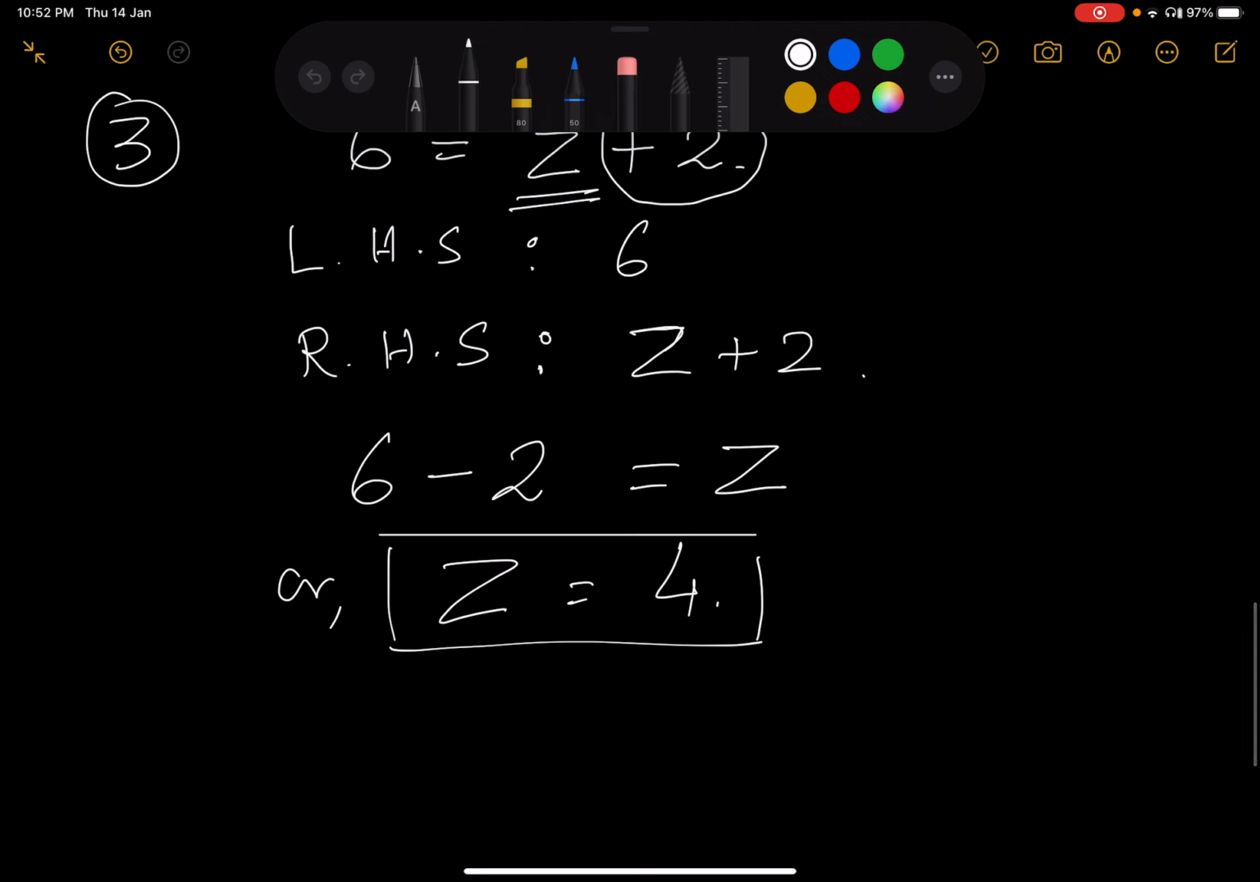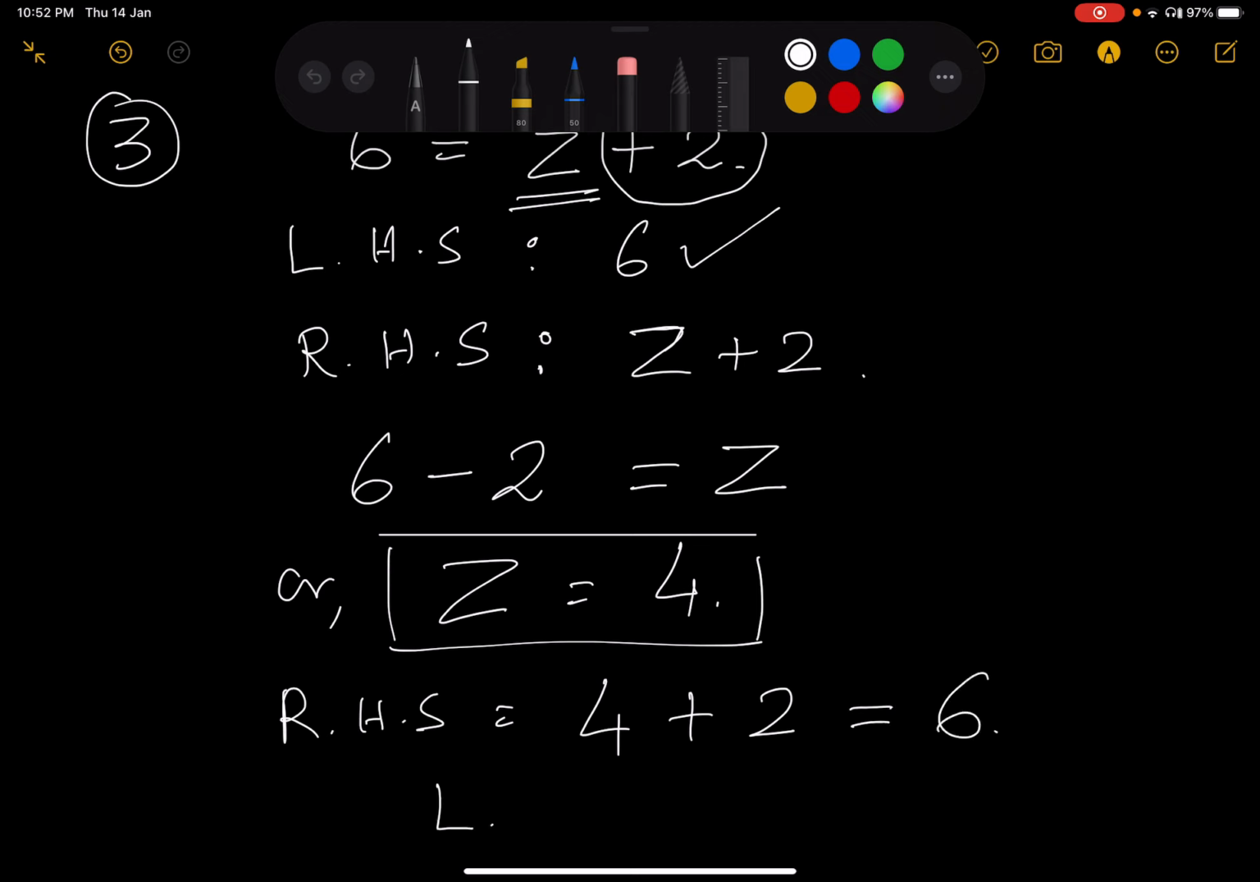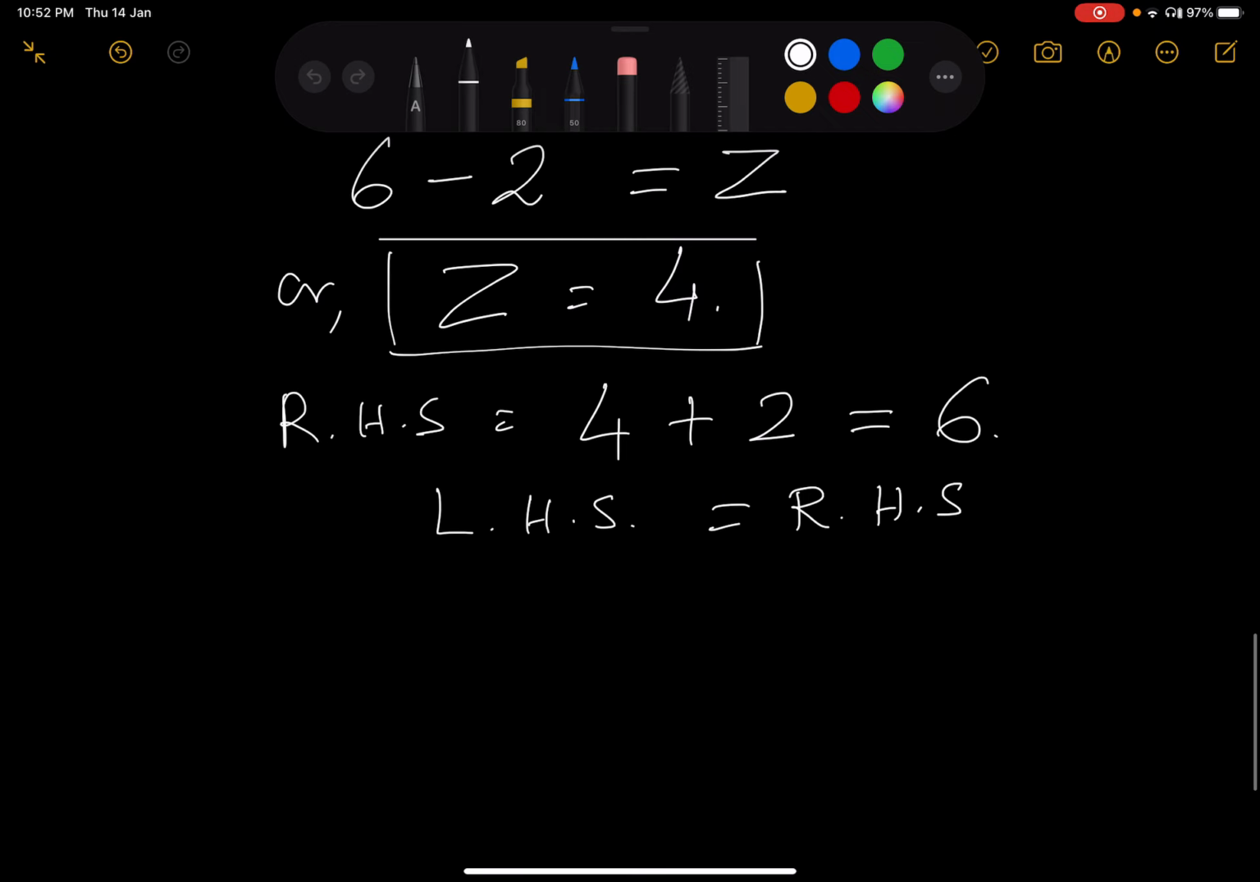Now you verify, that is left hand side is equal to 6. Right hand side, what is the value of z? Put the value of z here. z is equal to 4, so 4 plus 2. What is the value of 4 plus 2? It is 6. So you can prove that left hand side is equal to right hand side. So dear students, always verify your answer by writing or seeing that left hand side equals right hand side.